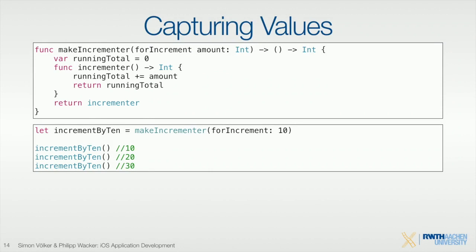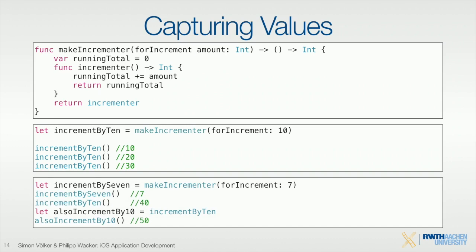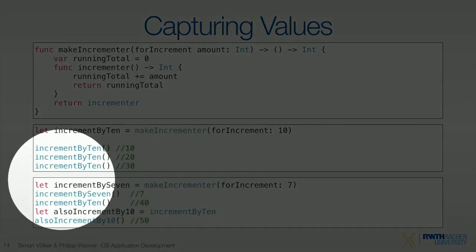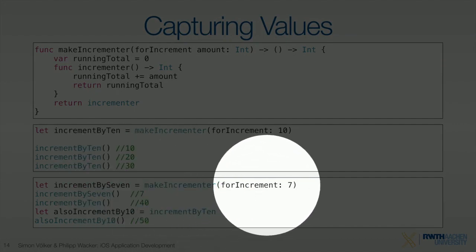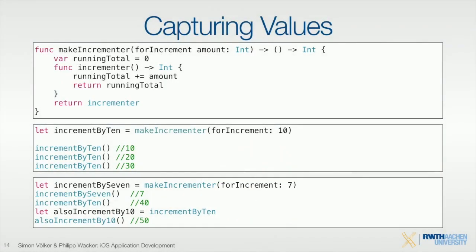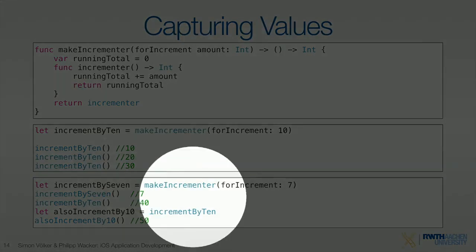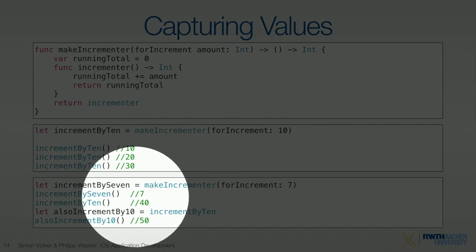And closures are reference types, so they keep the reference around. Meaning, let's say I'm creating a new incrementer that is now for an increment of 7. This has a different running total because if I call that method again, I have a new variable running total set to 0, and my incrementer that is incrementing by 7 uses that reference. So if I increment by 7, I'm at 7 and not at 37. If I call it directly after this one here, it's at 7.